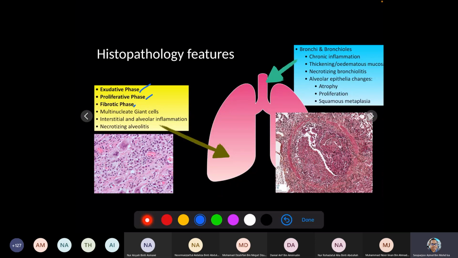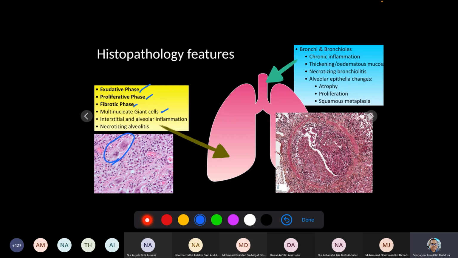So for the histopathological features, apart from that, there will be an exudative phase, proliferative phase, and extrafibrotic phase. This is similar to lobar pneumonia phases or stages. Apart from that, you can see there are multinucleated giant cells, like in this picture. This is a multinucleated giant cell. As the name implies, it's a large cell which contains a lot of nuclei within it.